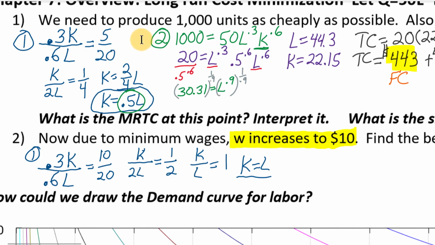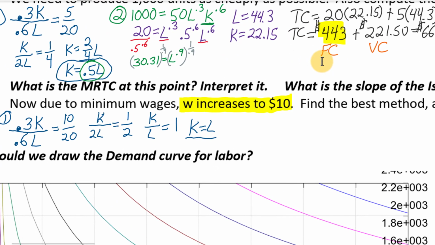Now, what about our second equation? That's just going to be the exact same as it was before. 1,000 units is what we need to produce, equals 50L to the 0.3 times K to the 0.6. All right, so let's set up that second equation.